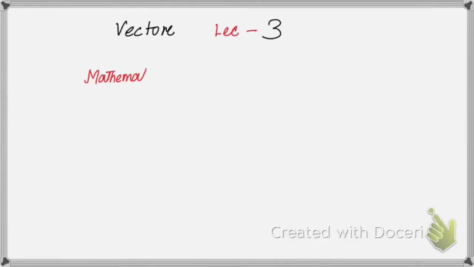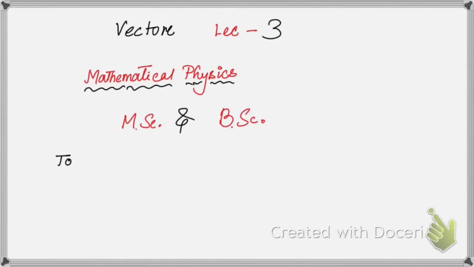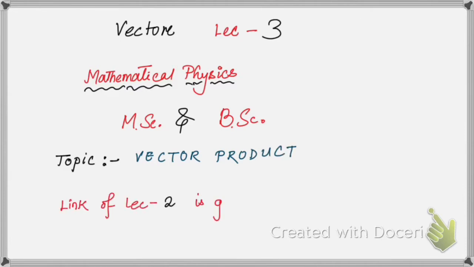So this is lecture 3 of mathematical physics vector calculus. This is for M.Sc and B.Sc students, and the topic we're going to discuss here is the vector product, or you can say cross product. The link of the previous lecture, lecture 2, is given in the description box. Please watch that first for better understanding.